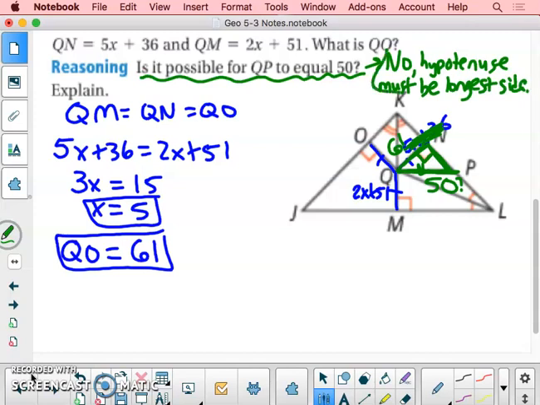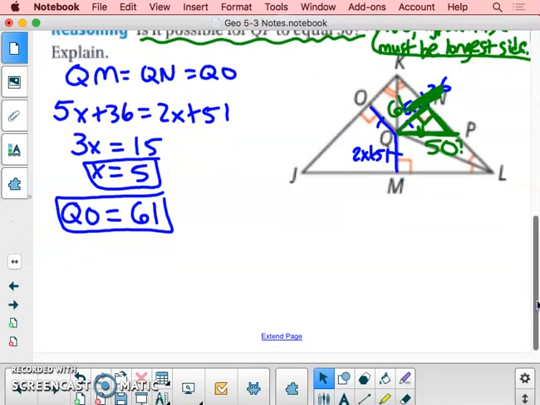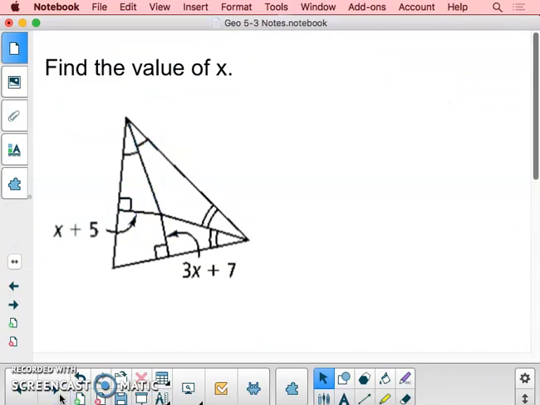Okay, that's all that one is asking for right there. So a lot of times we're setting things equal to each other. Alright, one more time.